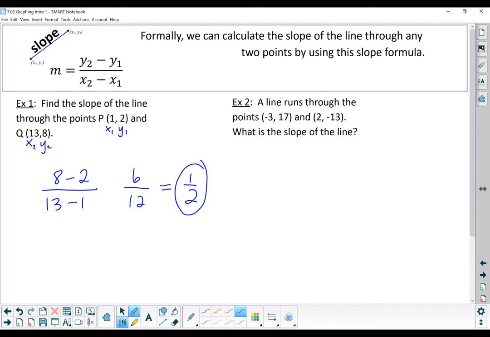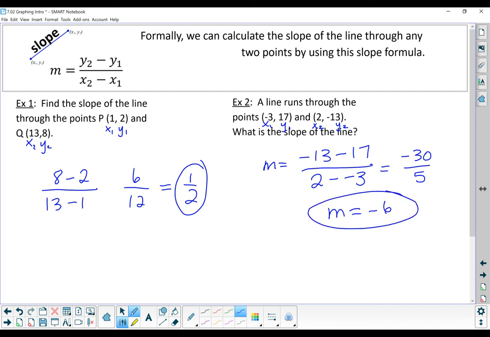So for our next example, our points are -3, 17 and 2, -13. So I'm going to call this x1, y1, and we'll call this x2, y2. So our slope is -13 minus 17, so that's y2 minus y1, over x2 minus x1. So be careful there, we're subtracting a -3, so that does end up being adding if you're doing it in your head. So -13 minus 17 is -30, and we're dividing by 5. So it looks like our slope is -6.